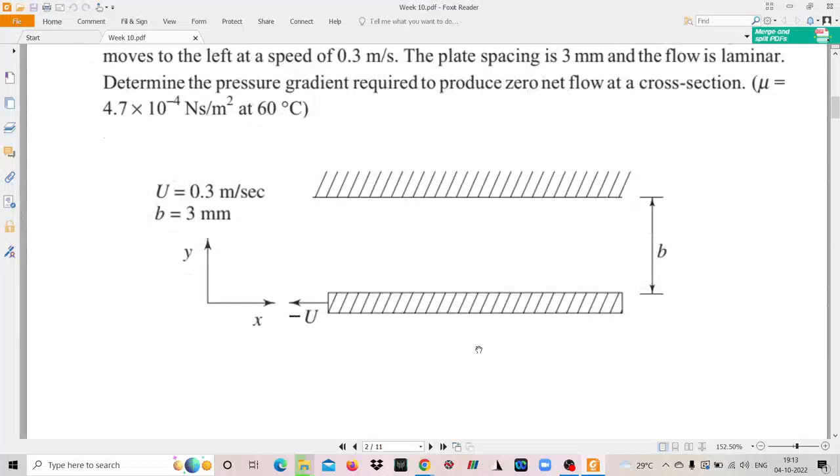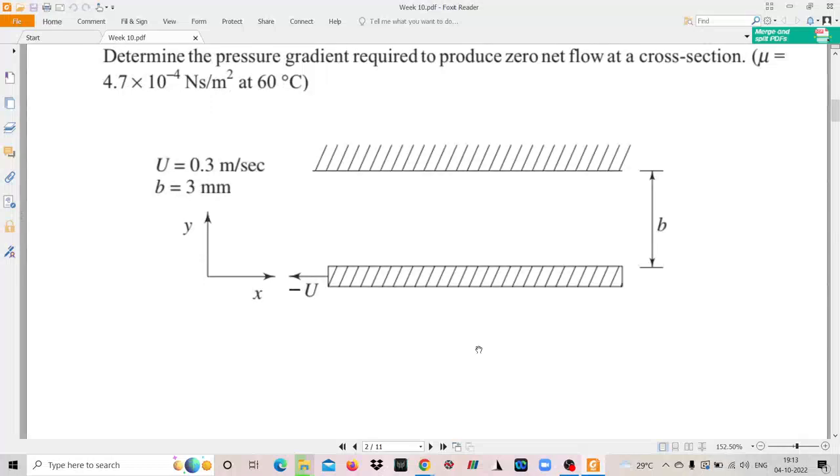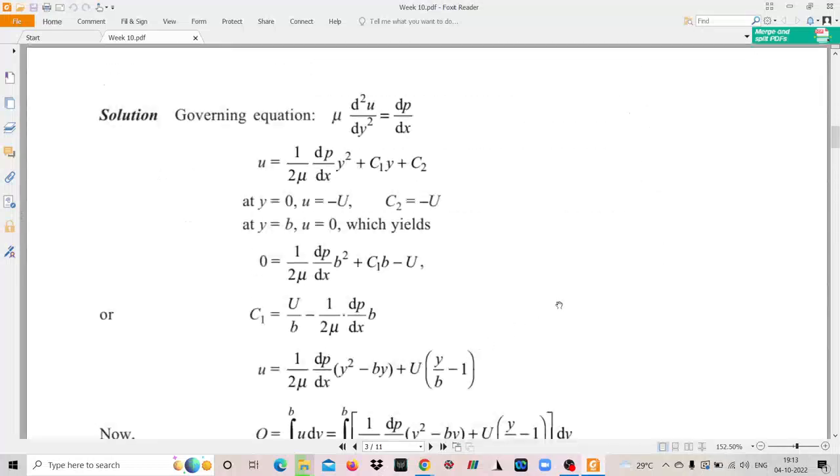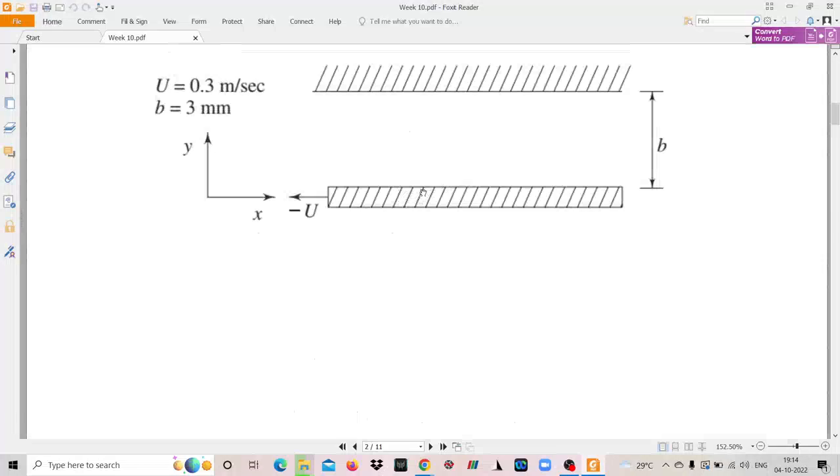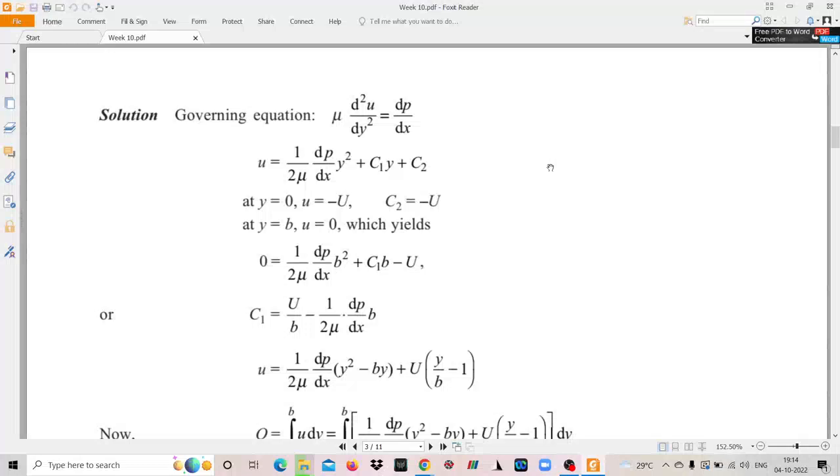After making suitable assumptions, the simplified form of the Navier-Stokes equation suitable for this problem is mu d2u dy square equal to dp by dx, and after double integration, u is equal to 1 by 2 mu dp dx y square plus c1 y plus c2. To determine c1 and c2, the constants of integration, we apply the boundary conditions: at y equal to 0, u is equal to minus U, which is 0.3 meter per second, and at y equal to b, u equal to 0, because the upper plate is stationary or fixed.